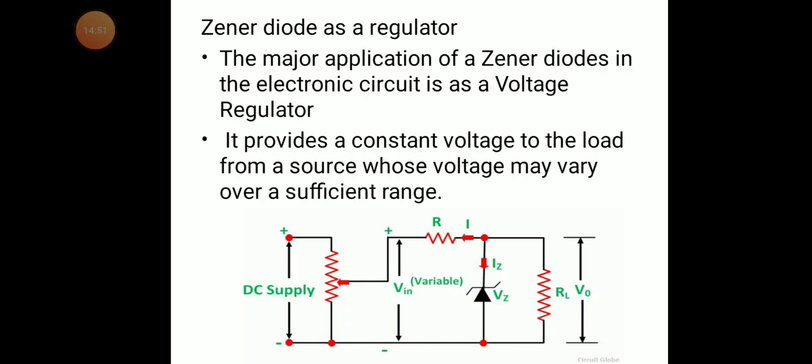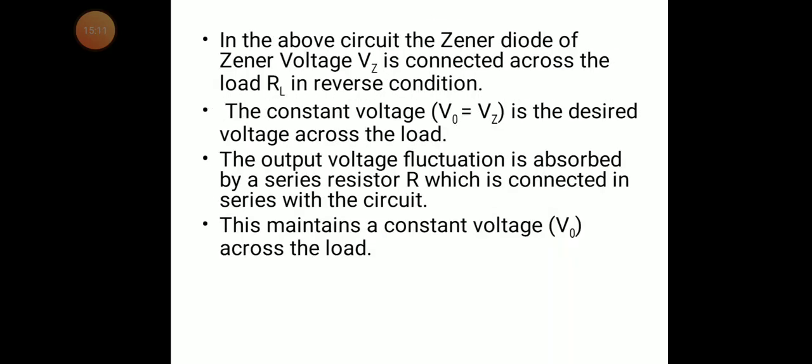So this is called voltage regulation in both ways: changing the supply while making the load constant, and changing the load while making the supply constant. Like this it adjusts the current such that the output voltage is constant. You can see in the above circuit the Zener diode of Zener voltage Vz is connected across the load RL in reverse condition.